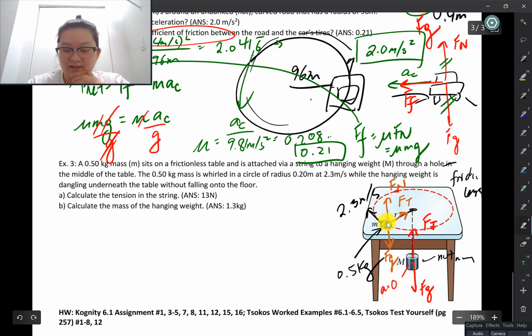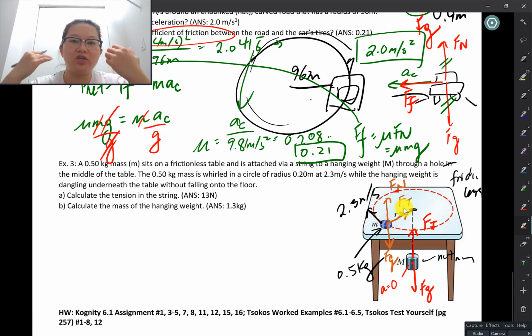There is no other force acting on the small mass because there is no friction. And remember, you might think this mass wants to leave the circle because it might travel too fast, but that's not an actual force. That's the inertia of the mass wanting to leave the circle, which doesn't mean that there is a force doing that. So that is something to be careful of.